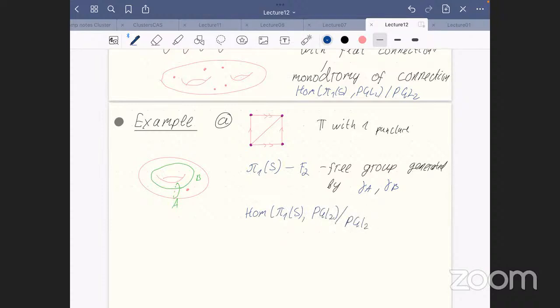So if we consider homomorphisms of pi1 of S to PGL2 modulo PGL2, then what is the dimension of this space? We have to specify two matrices. Oh, it's an element of PGL2, so this is not literally a matrix. It is a matrix modulo -1, but for the dimension counting this is not important. We have to specify two matrices corresponding to gamma A and gamma B, and take the quotient with respect to PGL2. So what is the dimension? Who can compute?